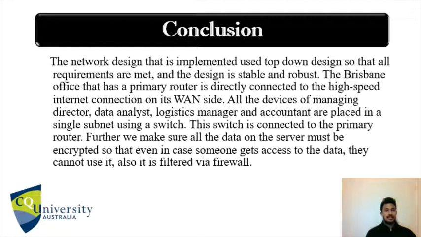The primary router is directly connected to the high-speed internet connection on the WAN side of the Brisbane office. The devices of the managing director, data analyst, logistic manager, and accountant are placed in a single subnet using a switch, and it is connected to the primary router. All the servers are placed in the Brisbane office, and the data in the server is encrypted. In case someone steals the data from the server in the Brisbane office, it cannot be accessed without the encryption key. It is also filtered via firewall.